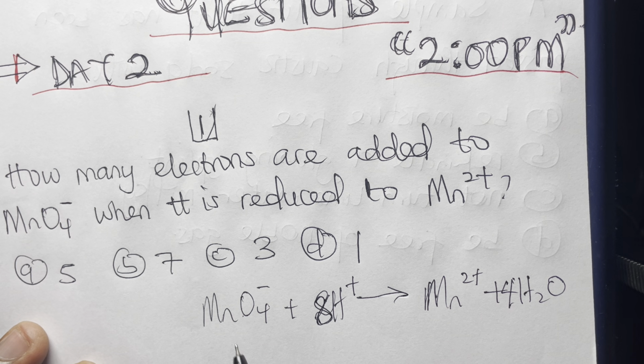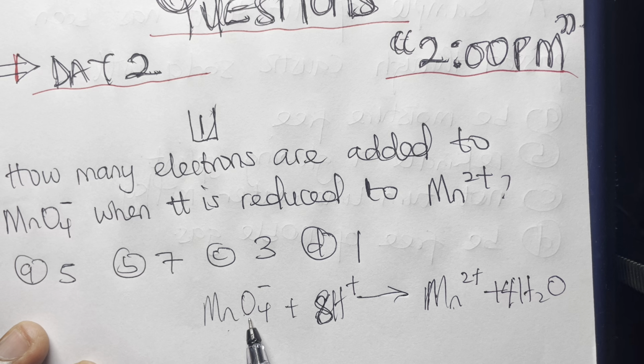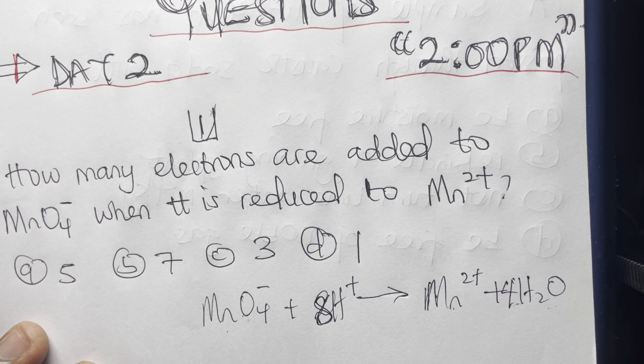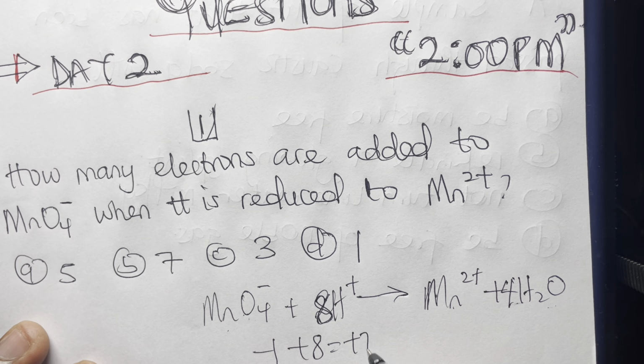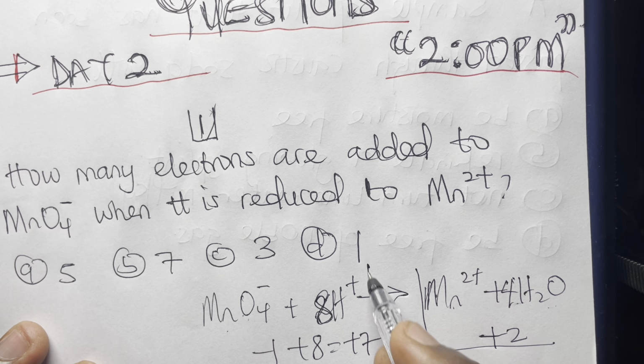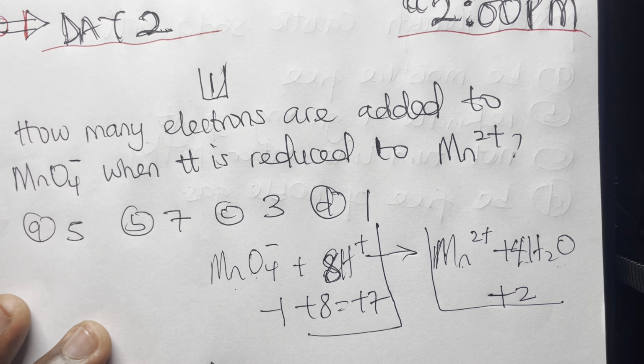So it's now balanced. So you have 1 manganese here, we have 1 manganese here, we have 4 oxygen, you have 4 oxygen, 8 hydrogen, 8 hydrogen. So in terms of atom, it is balanced. Now in terms of the charges, which is our main point, which is the electron, which is the main thing, is that we have here -1 plus 8, that is plus 7, and here we have plus 2. This side we have plus 2, this side we have plus 7.